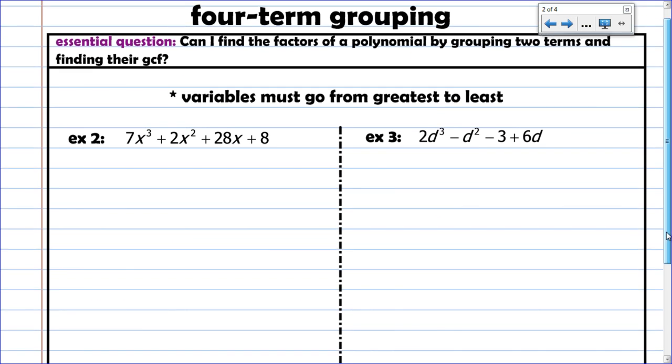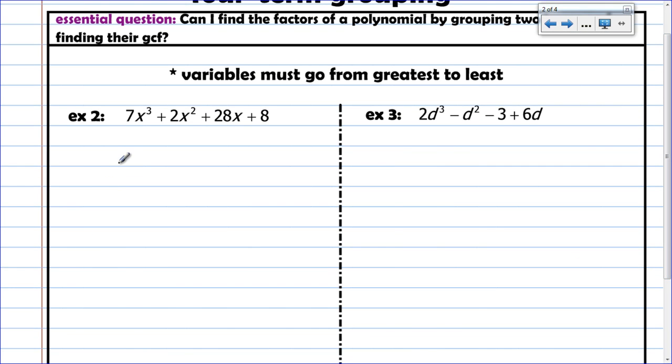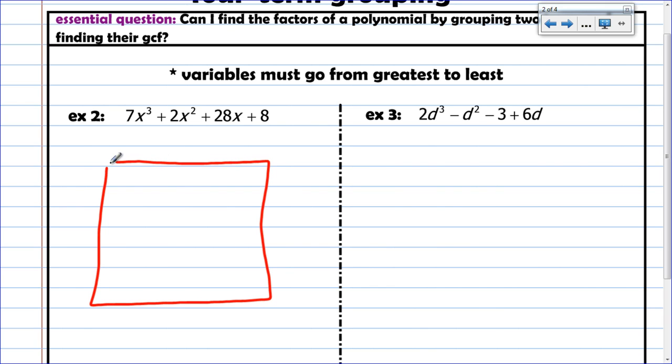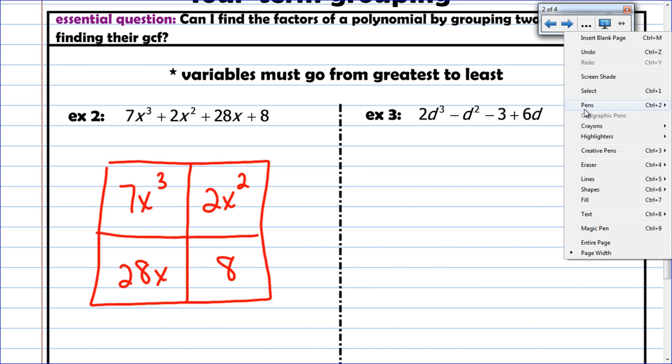So for example 2, we're going to use the box method. We're going to draw our box and then fill it in. First things first, we have to draw a box, and I can count 1, 2, 3, 4 terms, which means I need 4 squares in my box. Then I'm going to fill it in: 7x cubed, 2x squared, 28x, and 8. And then I'm going to find my greatest common factor for each little part.